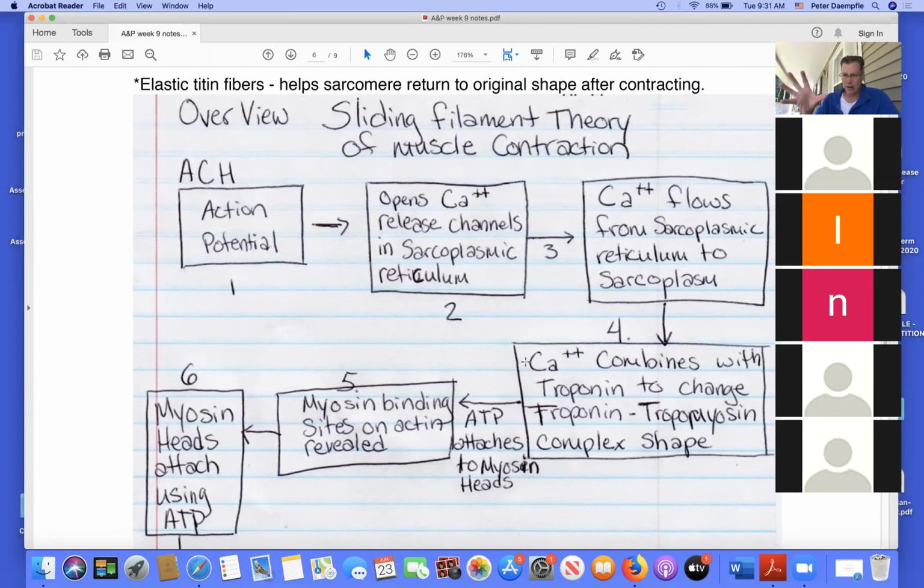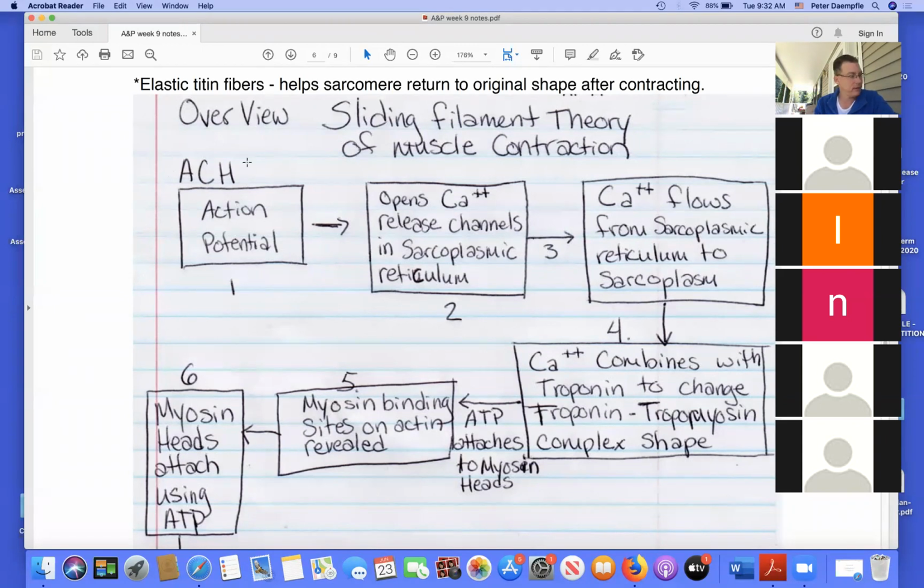The first step in a muscle contracting, just close your eyes, visualize. How do you get your muscle to move, right? Your arm to move. Action potential. The word action potential, you can write down next to this, is nerve impulse. So a nerve stimulates. The word action potential is actually a fancy word for nerve stimulation. So maybe you're thinking about your arm moving, you're sending a message to your arm. That's step one, action potential.